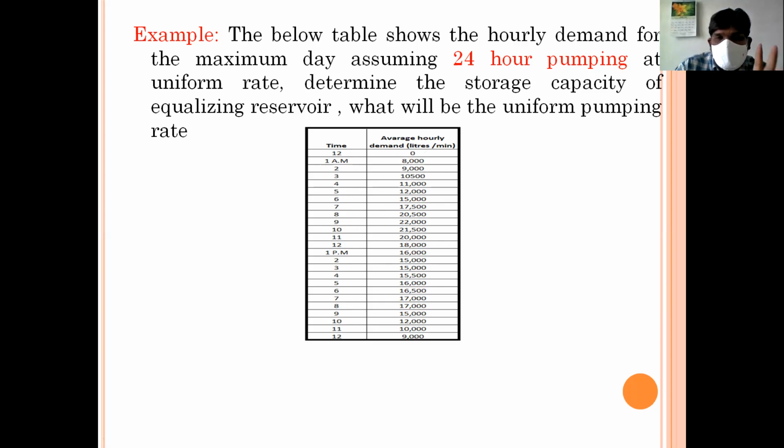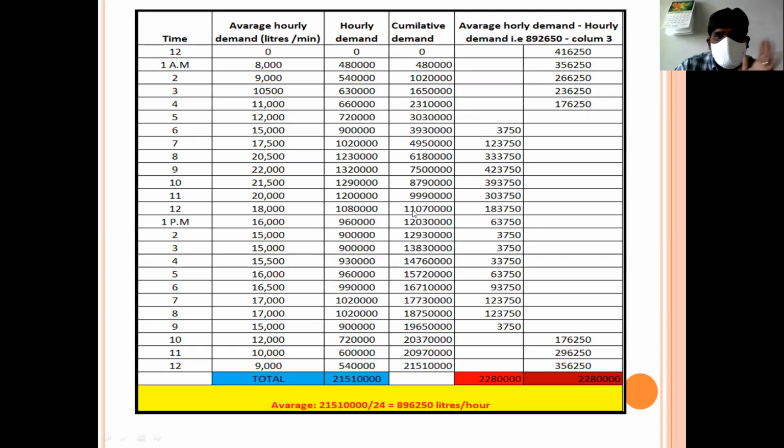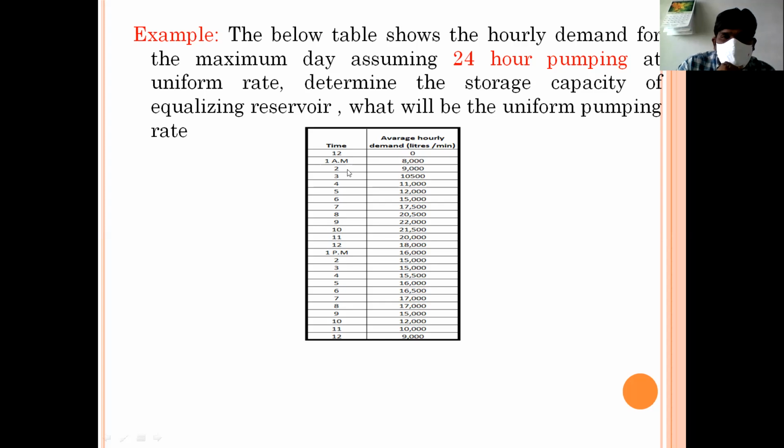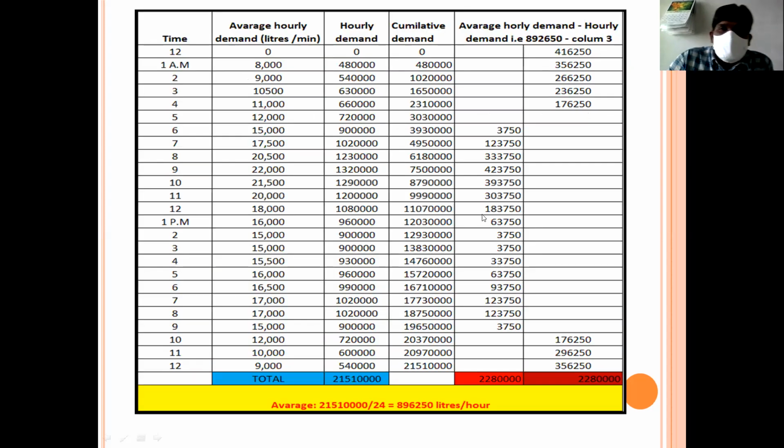Before that, by taking the given data, how can we go for it? We have the data from 12 to 12. The below table shows the hourly demand for the maximum day, assuming 24-hour pumping at uniform rate. Determine the storage capacity of the equalized reservoir. What will be the uniform pumping? This is the problem we got, and this is the answer, or else how we get it, that we'll see.